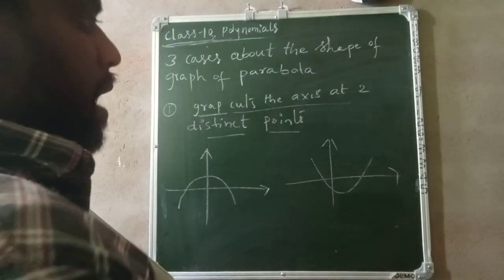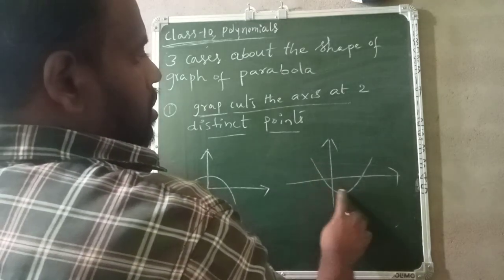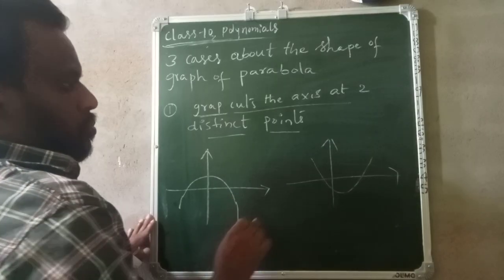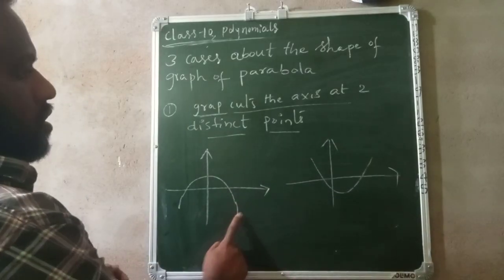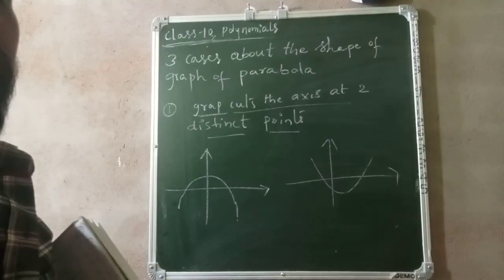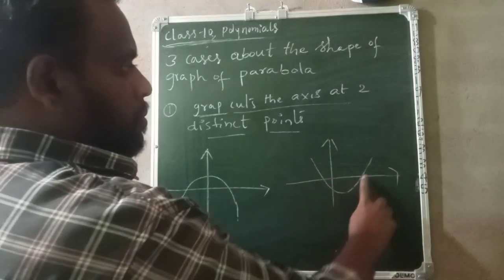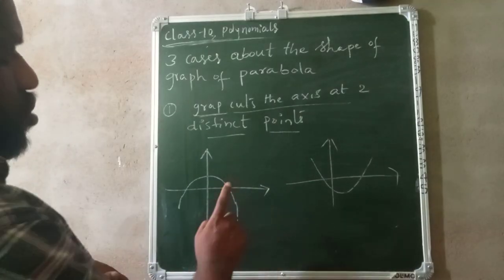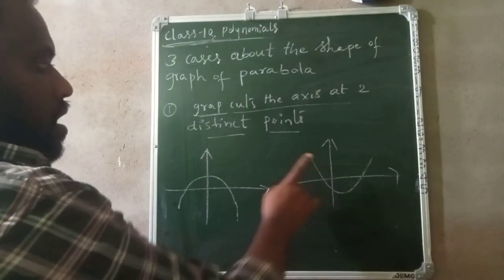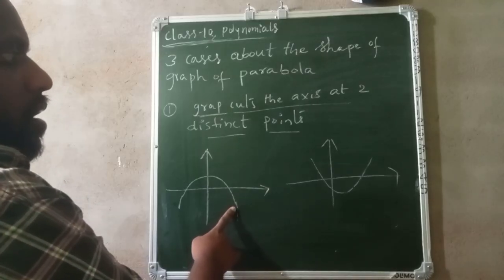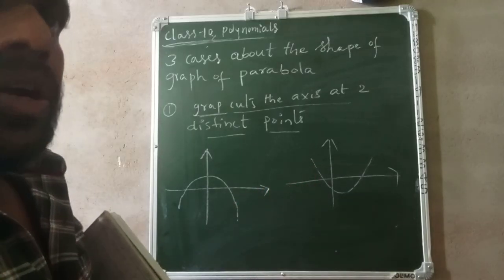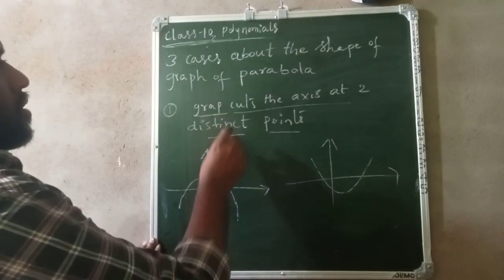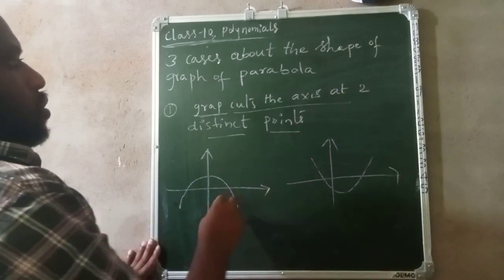See, a parabola can be U-shaped upwards, or it can be U-shaped downwards. So both are parabolas, and both this and this represent a quadratic polynomial. This U shape can be upward, this U shape can be downward. Still, this is also a parabola, this is also a parabola. This also represents a quadratic polynomial. Even this also represents a quadratic polynomial. So what is case 1? The graph cuts the x-axis at two distinct points.